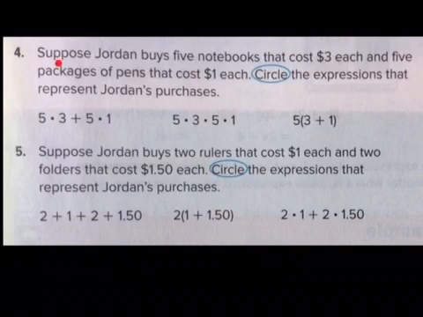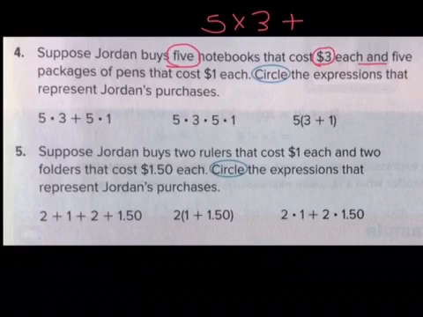Okay, number 4. Suppose Jordan buys 5 notebooks that cost $3 each. It looks like we have 5 times 3. And plus 5 packages of pens that cost $1 each, so times 1. Circle the expression that represents Jordan's purchase. Look at that: 5 times 3 plus 5 times 1. There it is. Okay, this one makes sense.